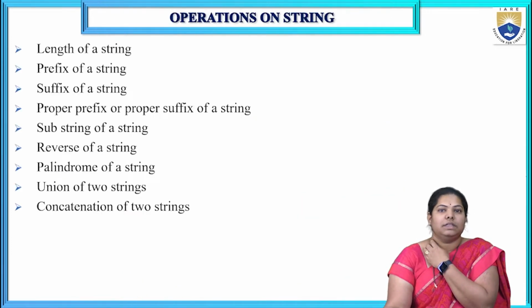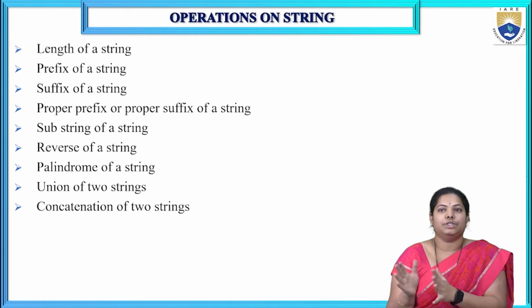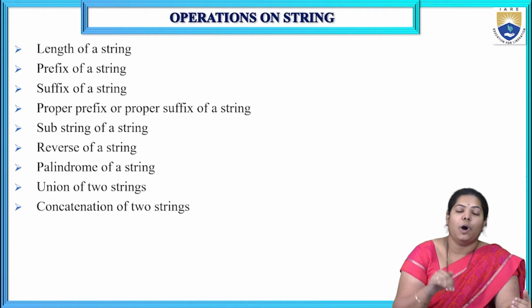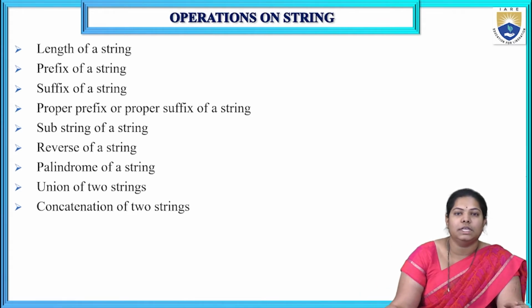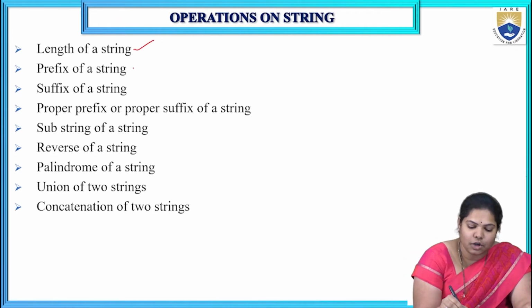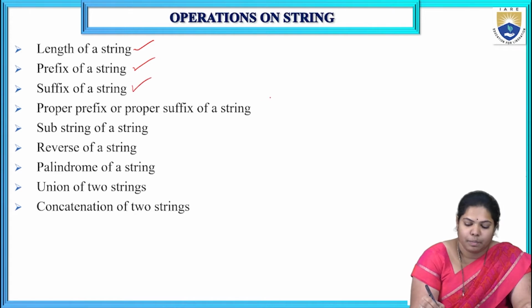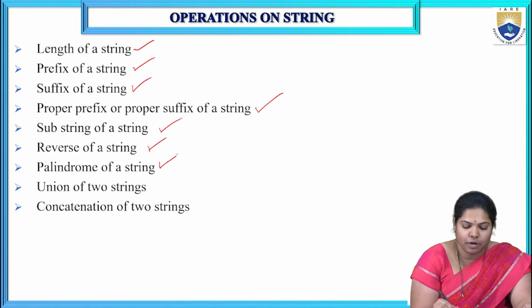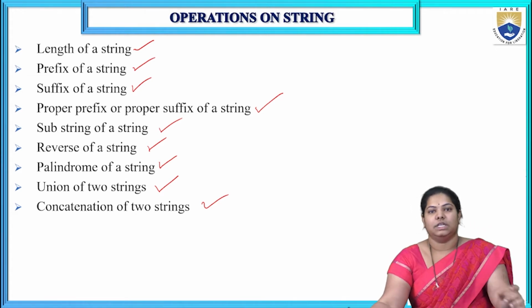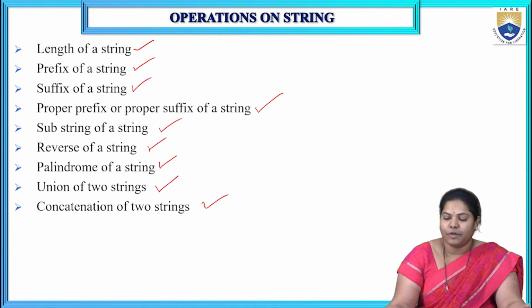Okay, the next topic we are going to learn is the operations on strings. We have learned how strings are derived, and now the operations we are going to perform on these strings are: length of a string, prefix of a string, suffix of a string, proper prefix or proper suffix of a string, substring of a string, reverse of a string, palindrome of a string, union of two strings and concatenation of two strings. So now we are going to learn them one by one.